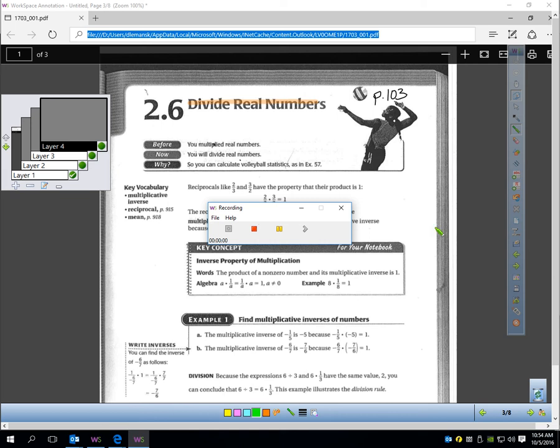Hi, this is lesson 2.6, dividing real numbers. You should be on page 103.